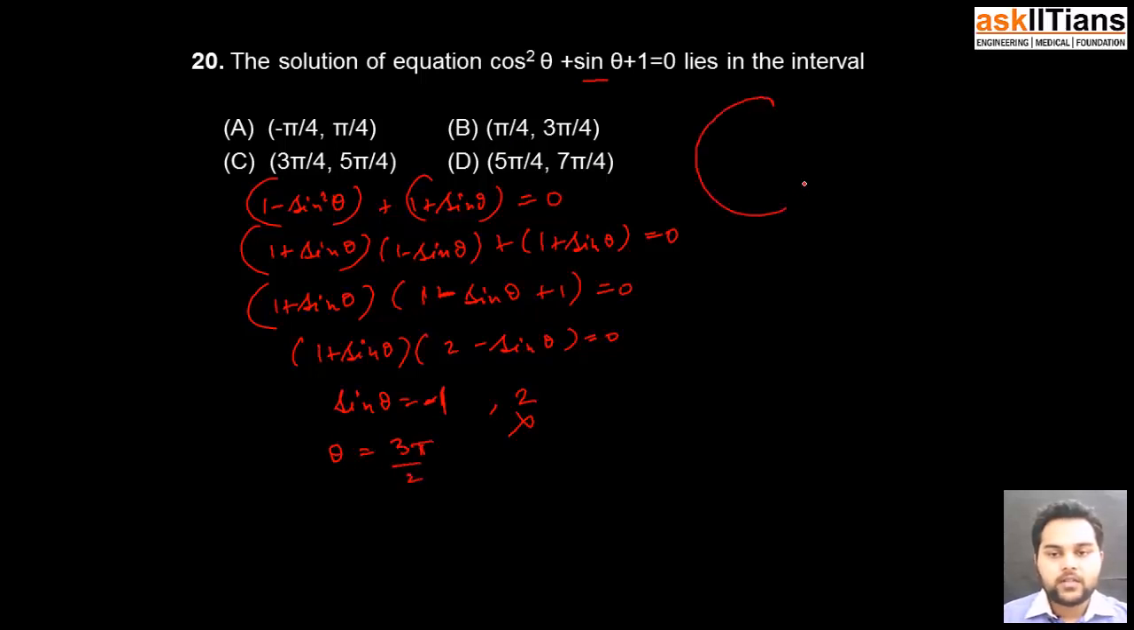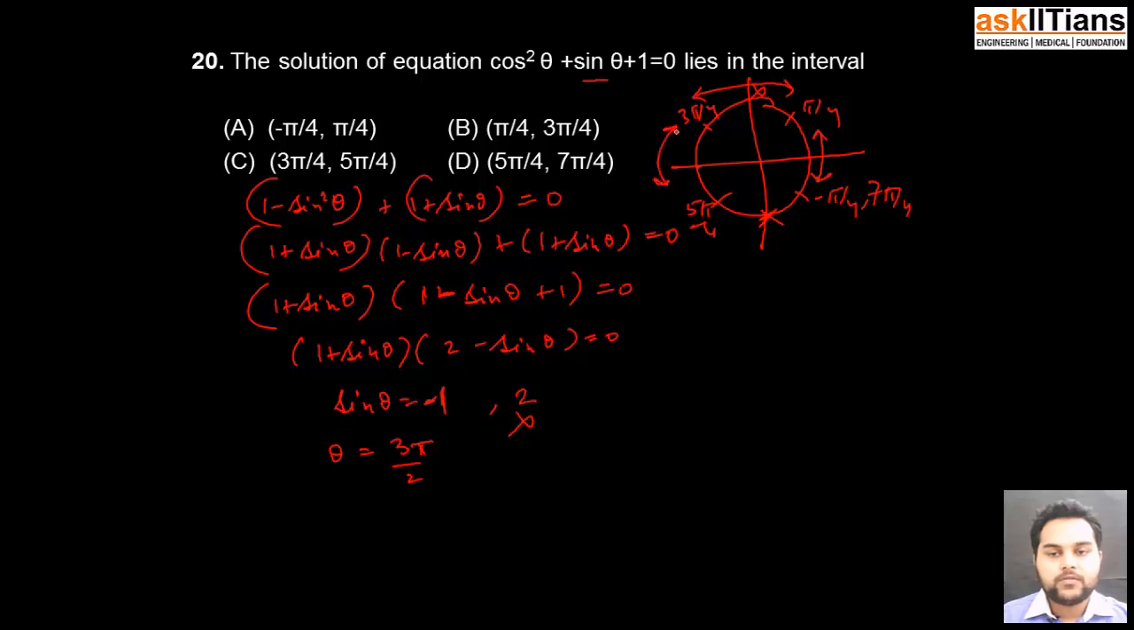Now 3 pi by 2 lies in, let's see in which interval should it lie. This is minus pi by 4 comma 7 pi by 4, that's 5 pi by 4, that's 3 pi by 4 and pi by 4. So 3 pi by 2 lies here, and if I check minus pi by 4 to pi by 4, that's quadrant 1, that's one interval. Then pi by 4 to 3 pi by 4, second interval, no, and then third is 3 pi by 4 to 5 pi by 4. Hence option D, that is 5 pi by 4 to 7 pi by 4 is the correct option.